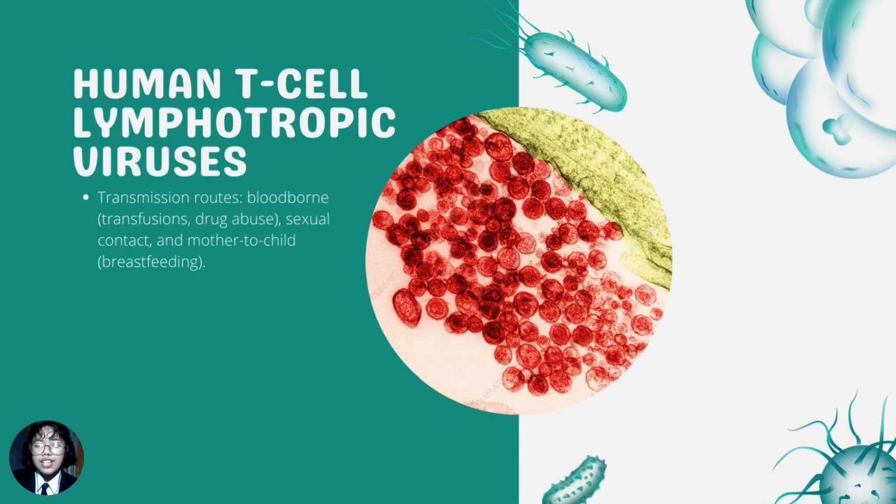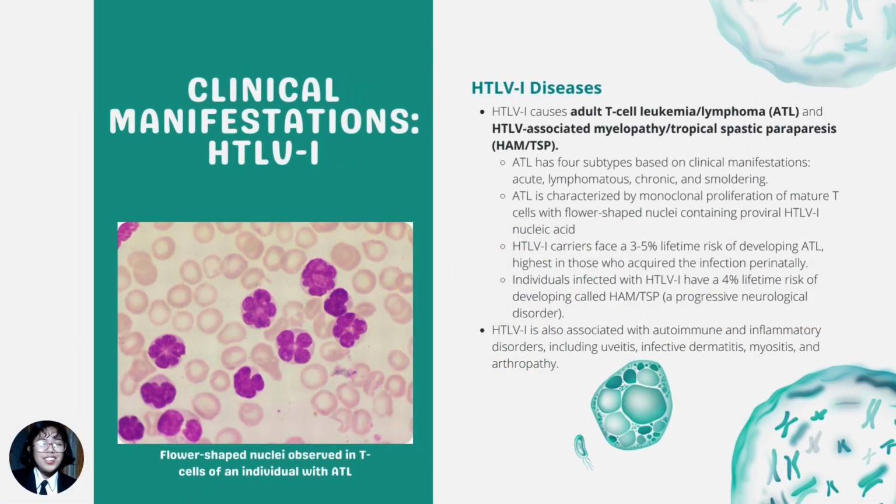But what do we do if prevention is too late? How do we know if there is already a community of human T-cell lymphotropic viruses within us? The answer is through clinical manifestations. Quite complicated, but I'll tell you now. Although HTLV1 and HTLV2 are both HTLVs, they manifest differently. Let's discuss clinical manifestations under HTLV1 first. HTLV1 is the cause of two diseases: adult T-cell leukemia/lymphoma or ATL, and HTLV-associated myelopathy/tropical spastic paraparesis or HAM/TSP.